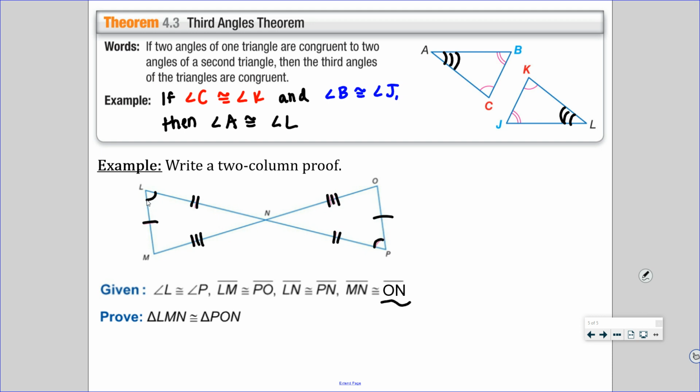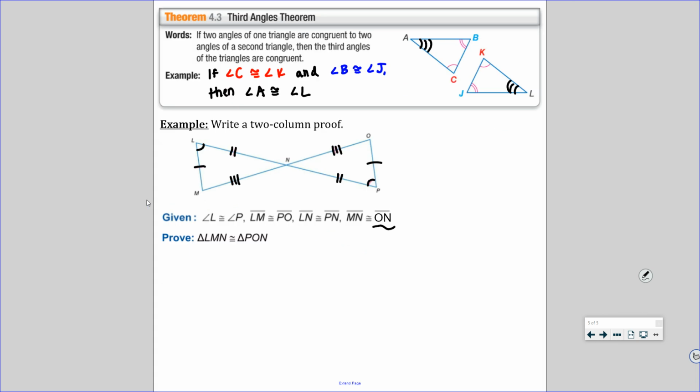Okay, that's the information that's given to us. They want us to show that these two triangles are congruent. Now, in order to do that, you have to show that all sides and all angles are congruent. What's already done for us? The sides, right? So we just got to finish up with the angles.